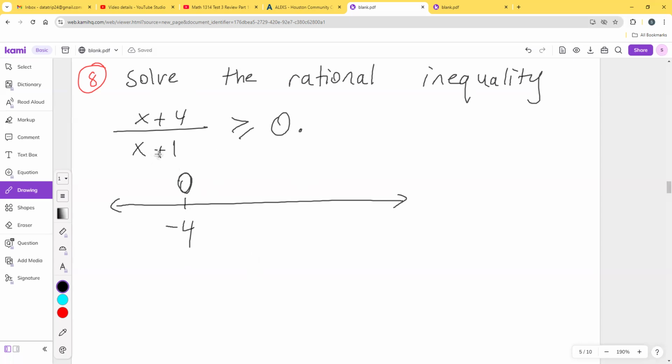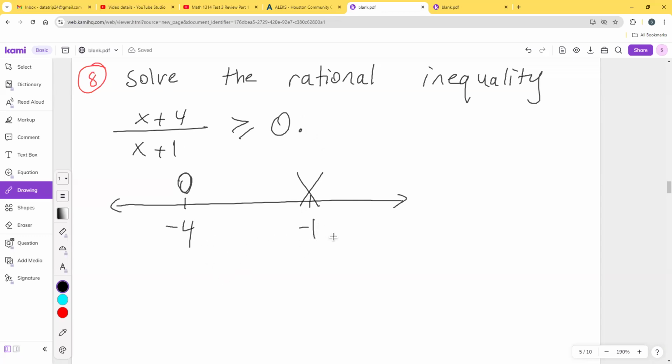And then denominator becomes a 0 when x is what number? -1. But -1 doesn't make the function a 0. -1 makes the function undefined, right? Because -1 is in the denominator. So this is an undefined number. This is a 0 number. So -1 can never have a bracket in our answer. Never have a bracket. Okay.